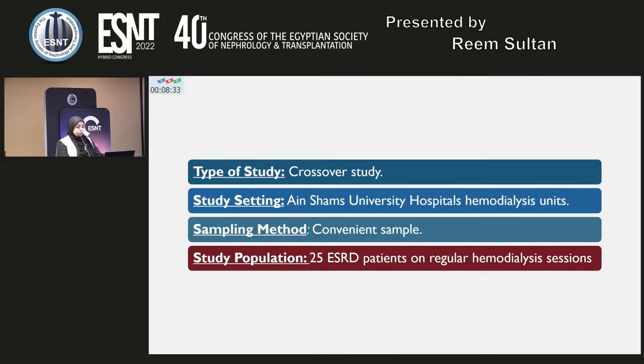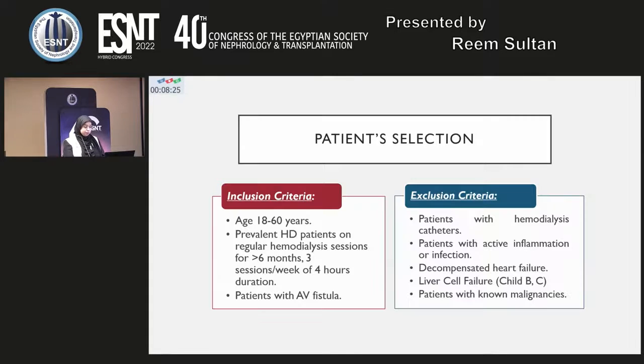Our study was a crossover study. 25 end-stage renal disease patients on regular hemodialysis were recruited from Ain Shams University Hospital's hemodialysis units. Our inclusion criteria were age from 18 to 60 years, prevalent hemodialysis patients undergoing dialysis for more than 6 months, 3 sessions per week for 4 hours. Vascular access was AV fistula. All patients with hemodialysis catheters were excluded.